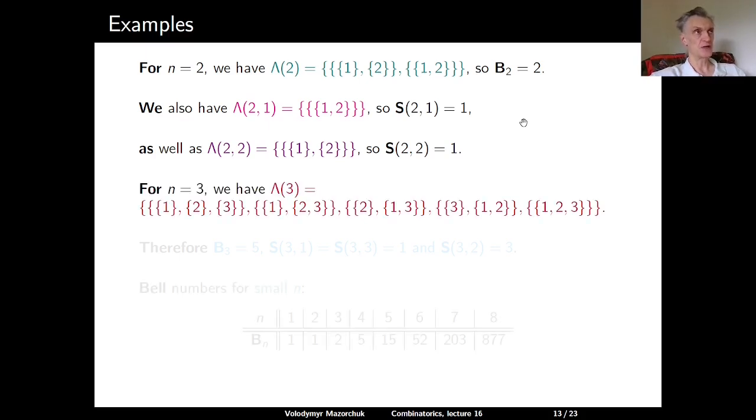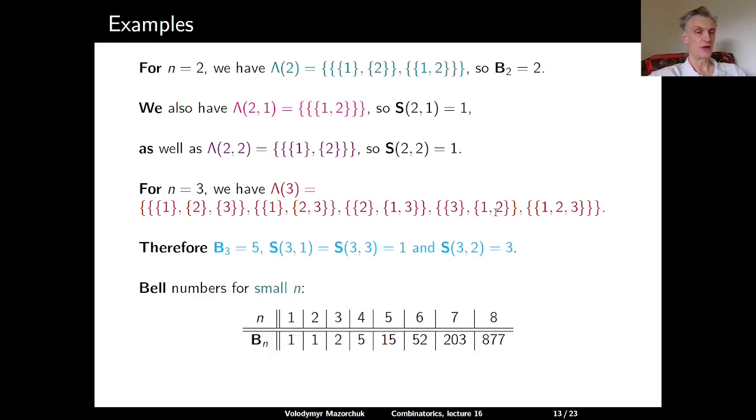For n equal to 3, we just computed that Λ(3) has 5 elements. There are 5 set partitions of {1,2,3}: {1,2,3}, {1},{2},{3}, {1},{2,3}, {2},{1,3}, and {3},{1,2}. So these are the 5 set partitions of {1,2,3}. So B_3 is equal to 5. S(3,1) and S(3,3) are equal to 1. There is only one of these partitions with one part and only one with 3 parts. And there are 3 partitions with 2 parts, so S(3,2) is equal to 3.